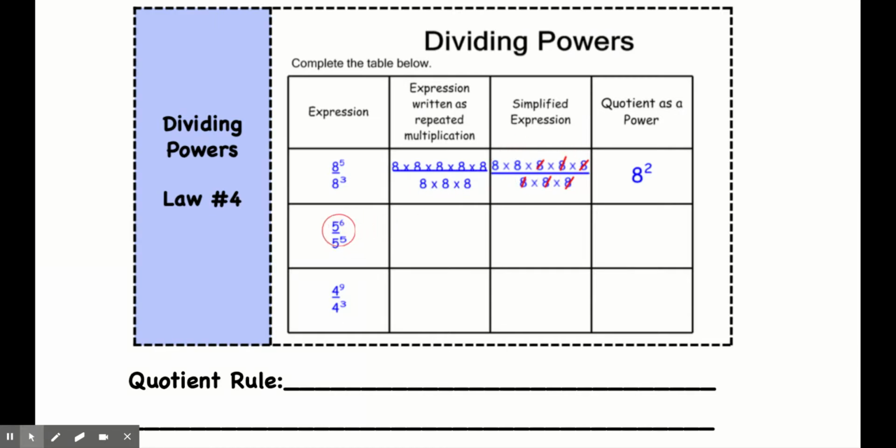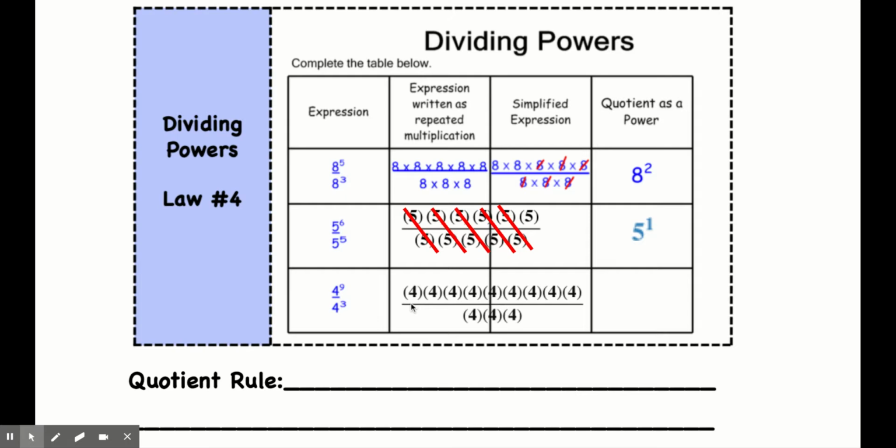I'm going to do that as well for the next example. I have 5 to the 6th power on top and 5 to the 5th power on the bottom. And this is repeated multiplication. So I can go ahead and I can take out some of these 5s. I can cross them out because again, 5 divided by 5 is 1. And that's not going to change the value of my final answer, which is 5 to the 1st power. I'm left with 1 5. Again, I have 4 to the 9th power on the top, written in expanded form, and 4 to the 3rd. I can go ahead and take out 3 of those 4s, which leaves me with 4 to the 6th power.